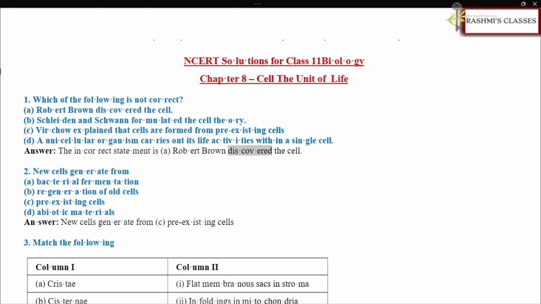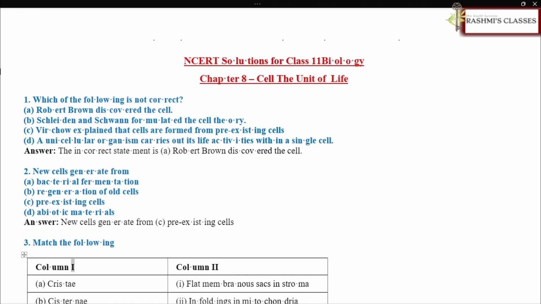Robert Brown discovered the cell. New cells generate from: A. bacterial fermentation, B. regeneration of old cells, C. pre-existing cells, D. abiotic materials. Answer: new cells generate from C, pre-existing cells.